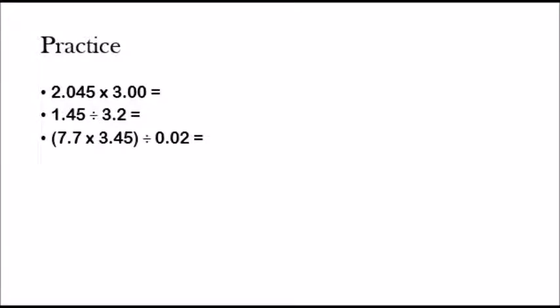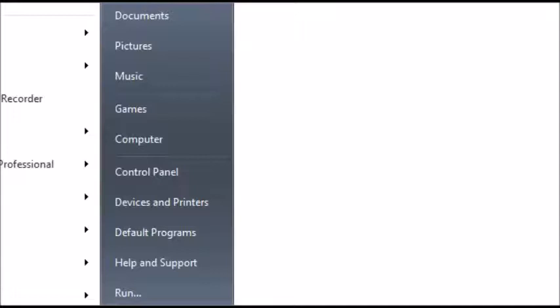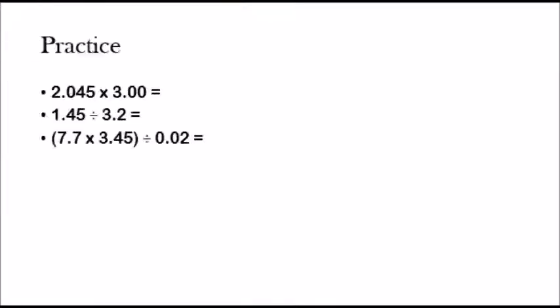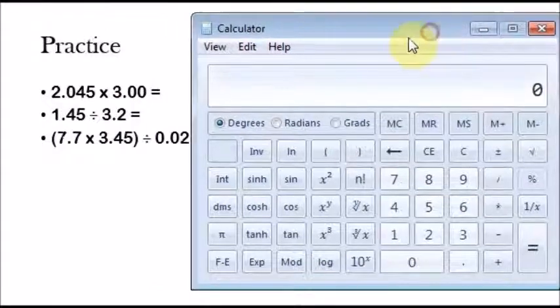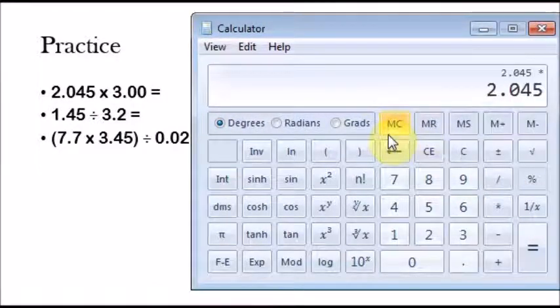So 2.045 times 3.00. So what you do, let me get a calculator. So 2.045 times 3.00. So the number is 6.135, okay? But before we write that down, we're going to have to round this answer based off the numbers we used here.